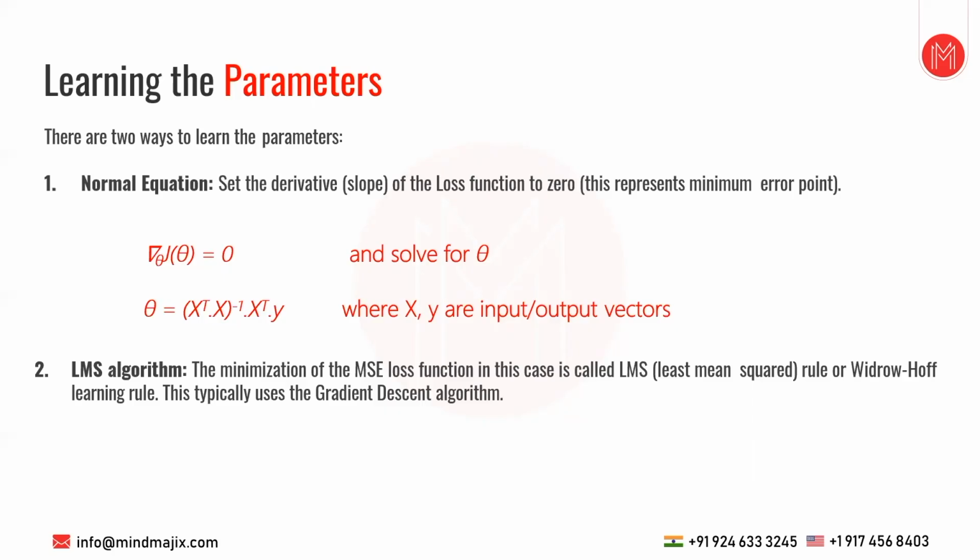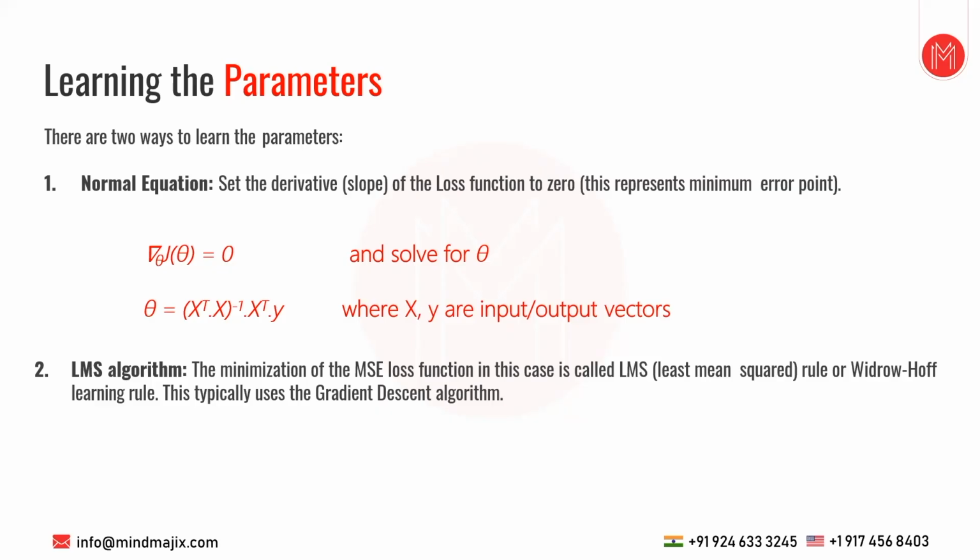The first way is the normal equation. Set the derivative, in terms of the slope of the loss function, to zero, and this represents the minimum error point. The normal equation is an analytical approach to linear regression with a least square cost function. We can directly find the value of theta without using gradient descent. This approach is an effective and time-saving option when working with a data set with a small number of features.